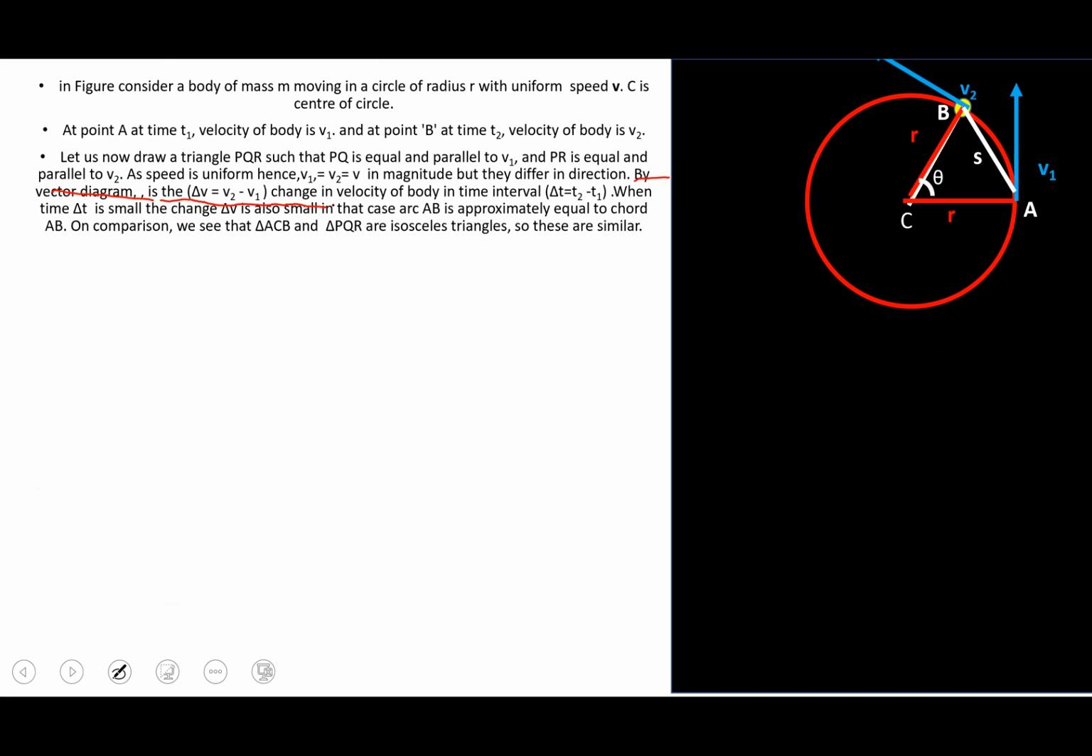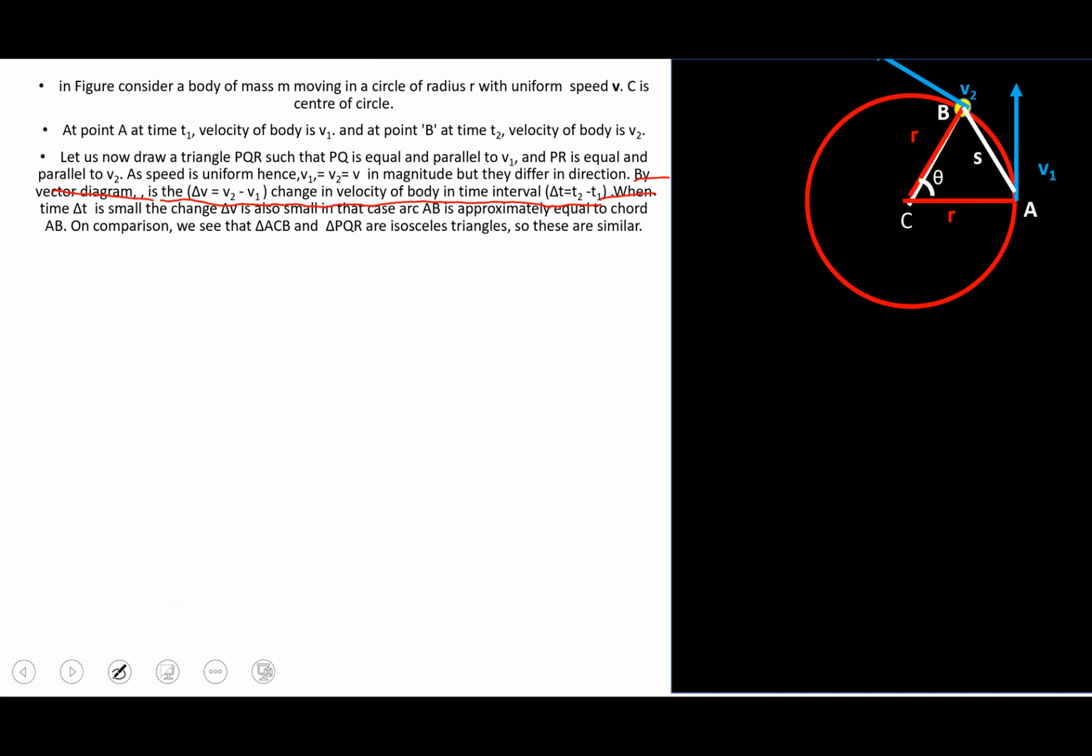That means the change in velocity of a body in time interval delta t, that means t2 minus t1. That means the change in velocity in this whole time was basically observed, and the direction as well. The vectorial diagram will be shown later.